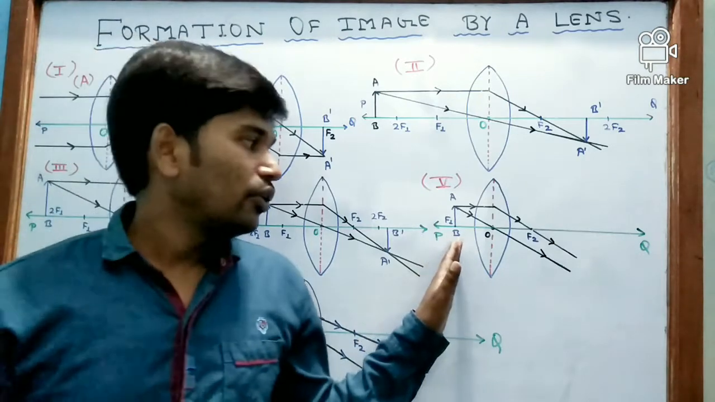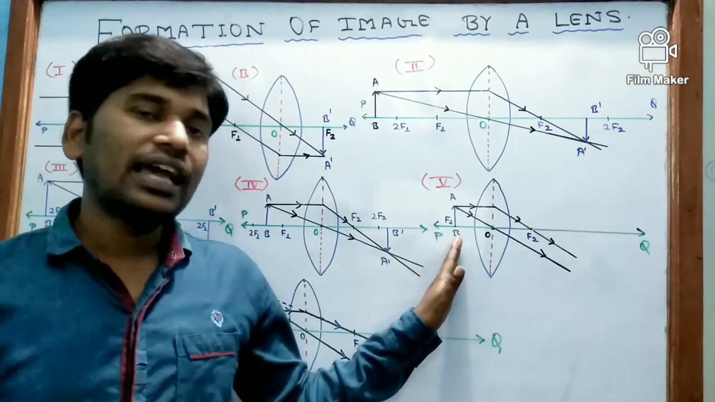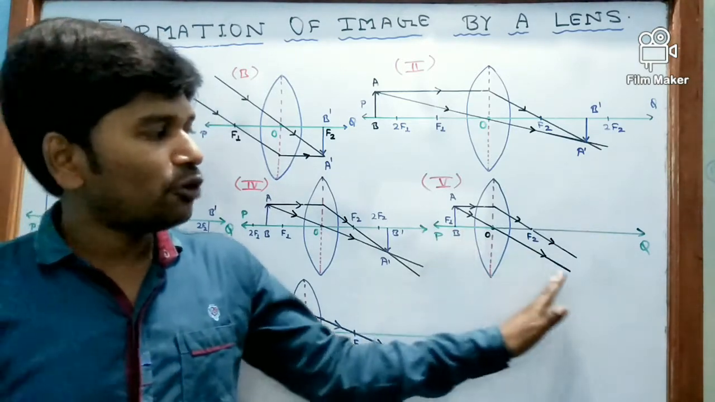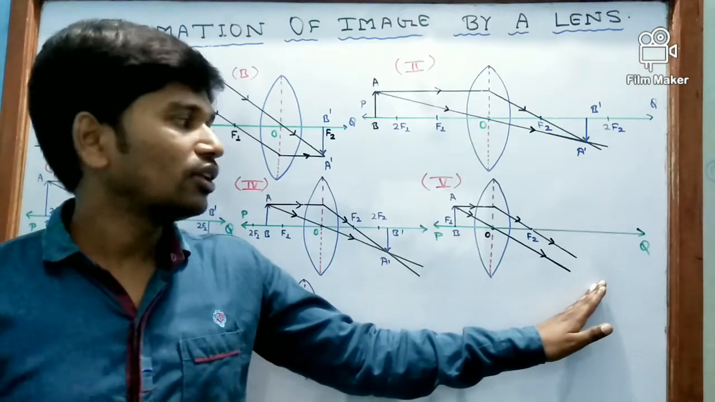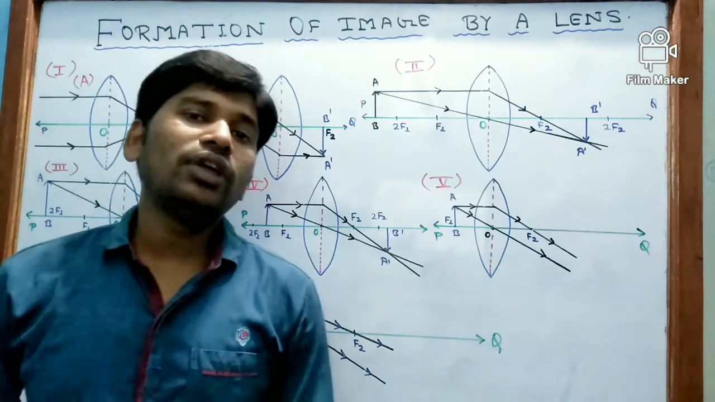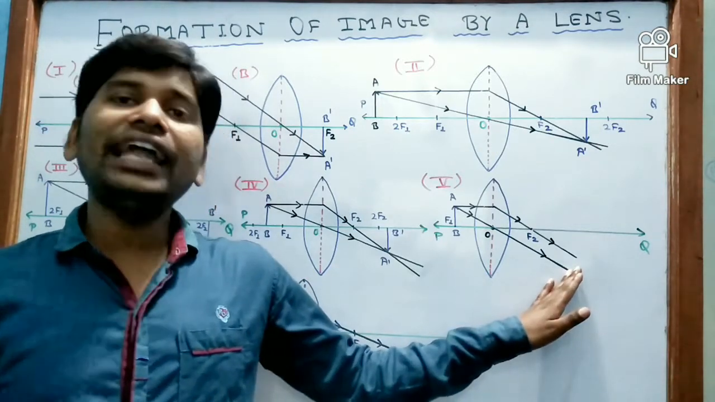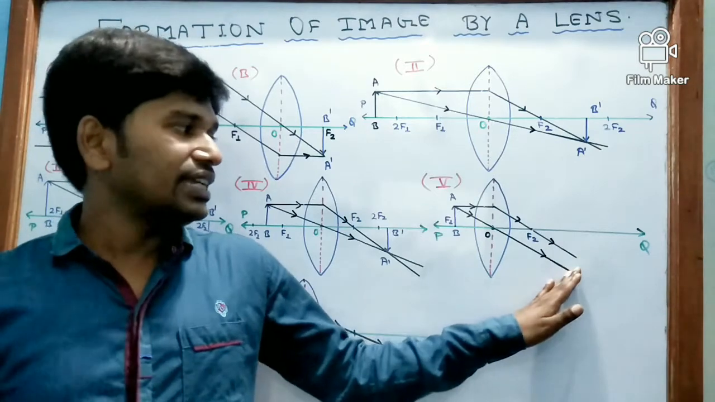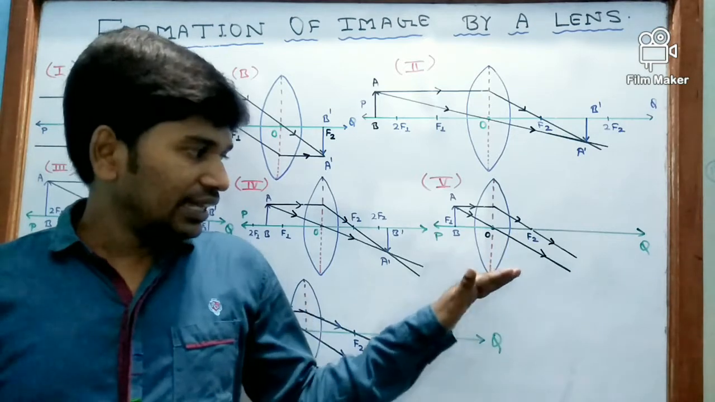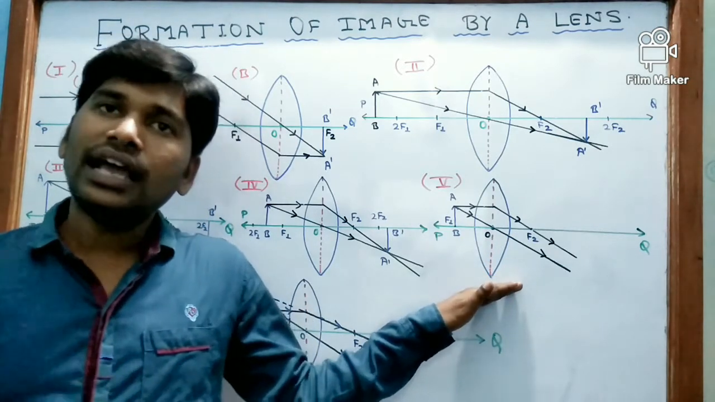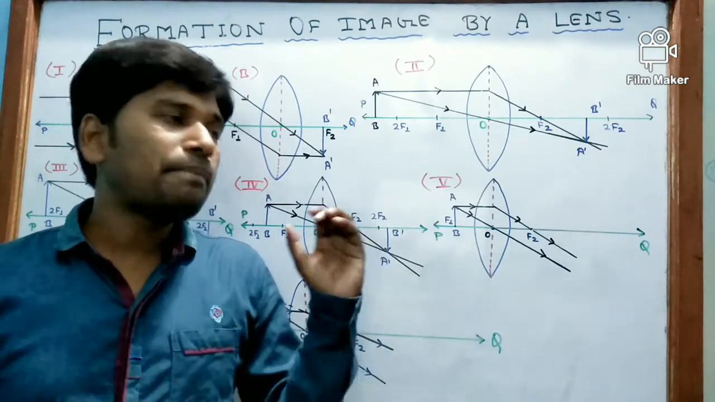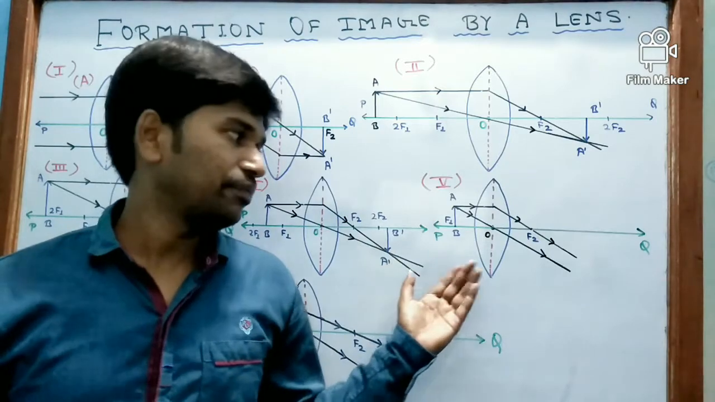Next one is when the object is placed at the focus of the convex lens, then the image is formed at infinity on the other side of the lens. The nature of the image will be real and inverted. In this case, the image formed is highly magnified. In this manner, the lens is used as a collimator to obtain parallel rays of light.